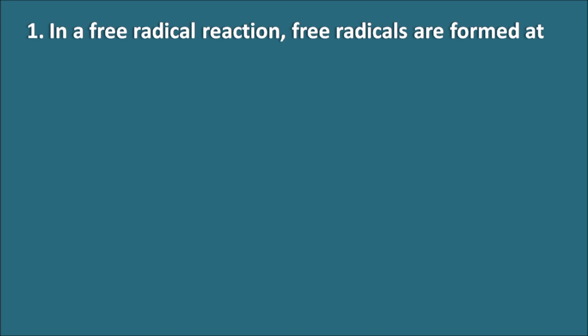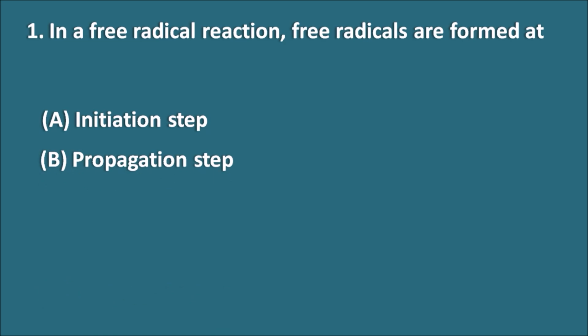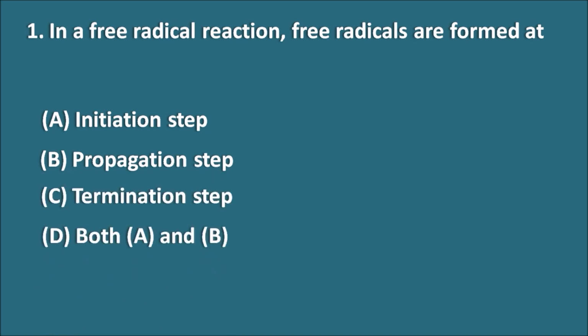In a free radical reaction, free radicals are formed at: A, initiation step; B, propagation step; C, termination step; and D, both A and B. So here the right answer is both A and B. That is, both in the initiation step as well as in the propagation step.